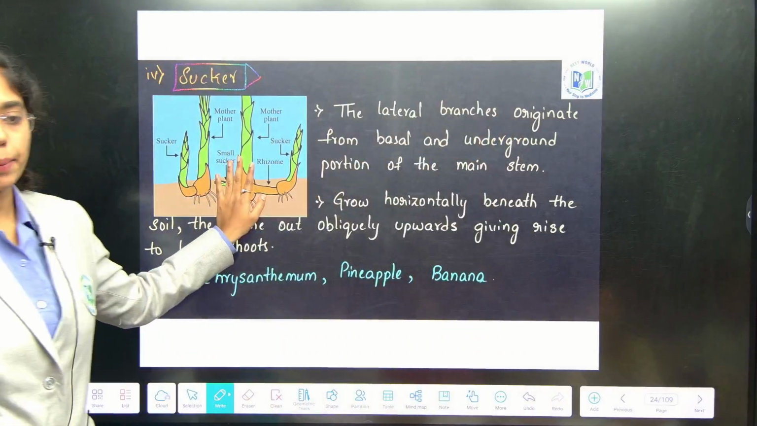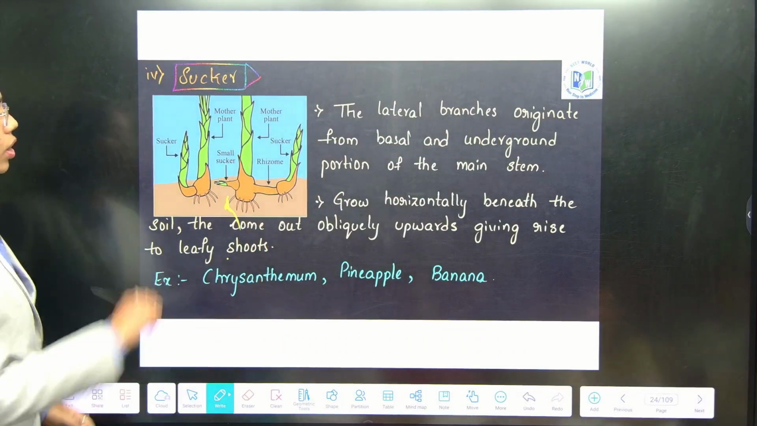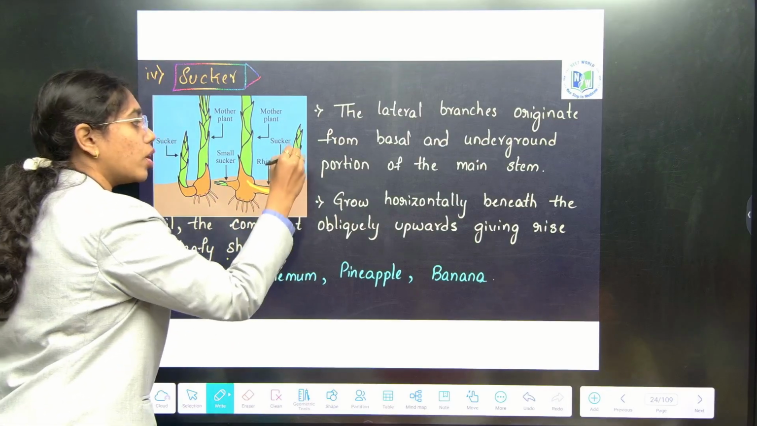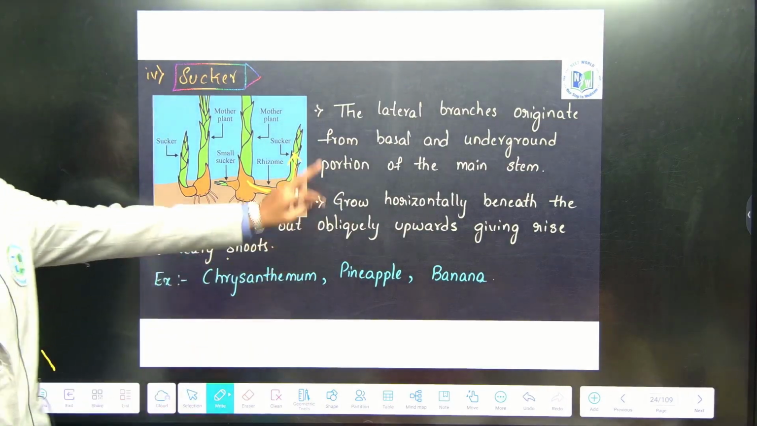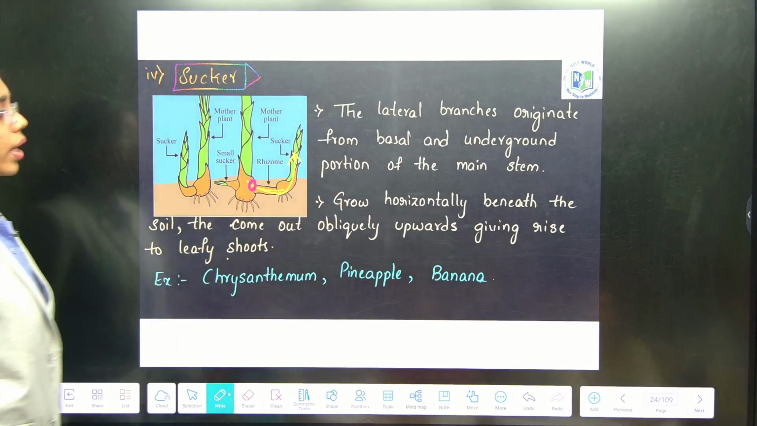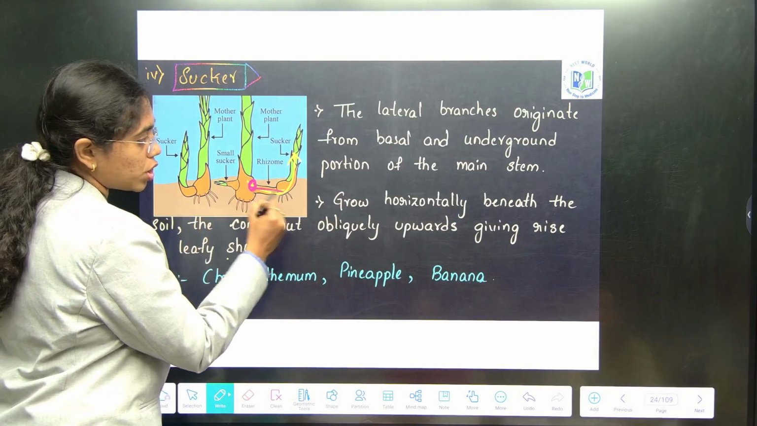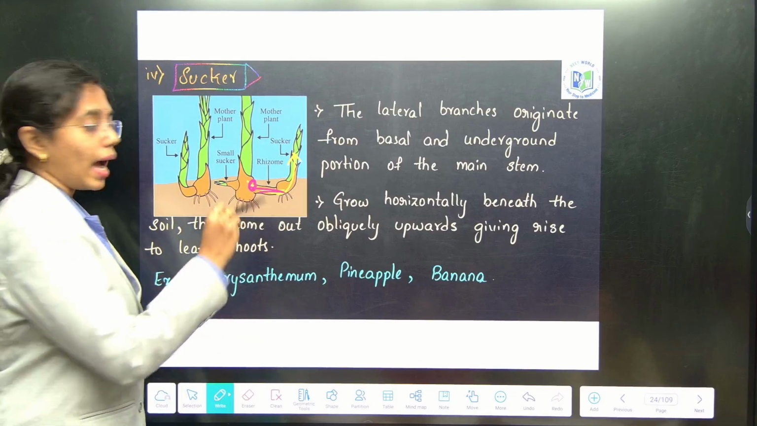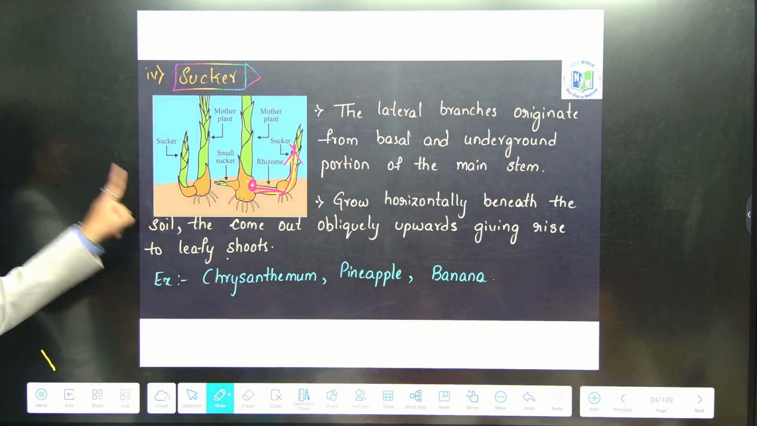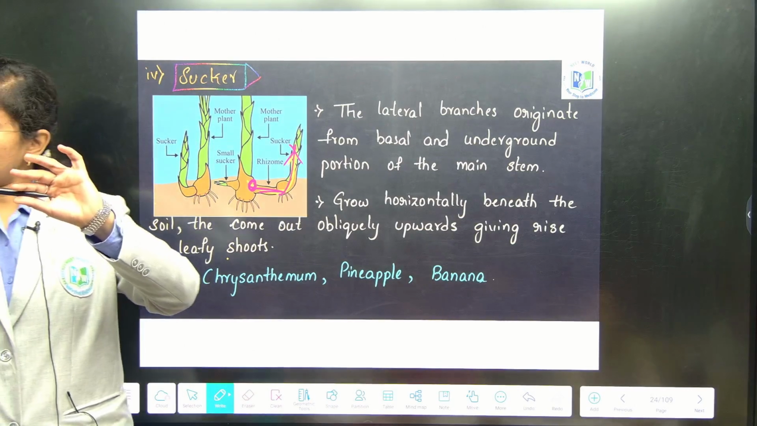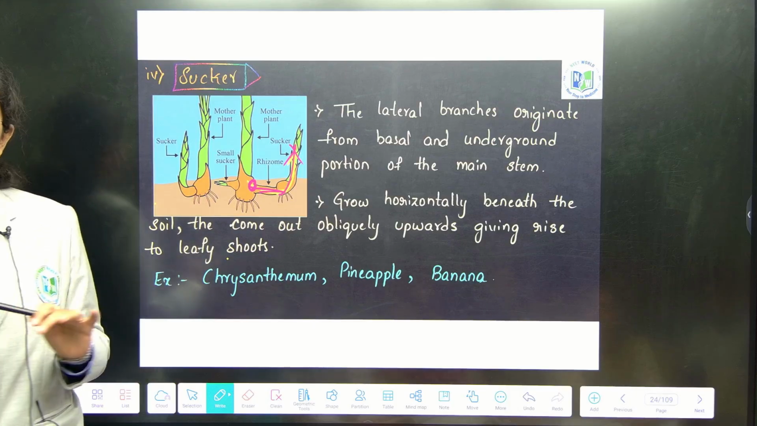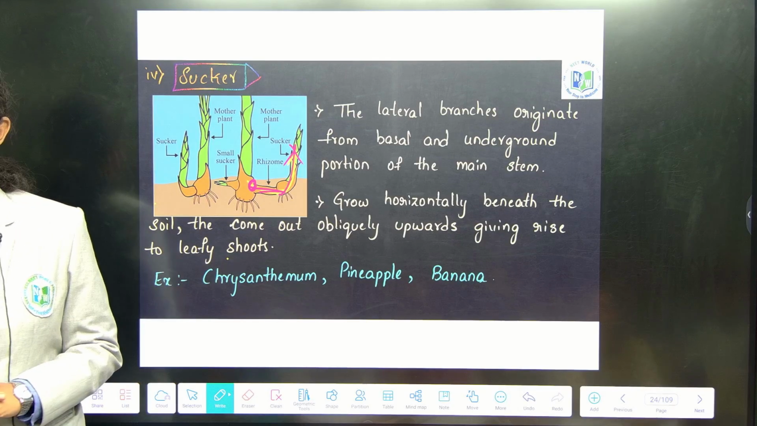Last is sucker, a subaerial modification. Here, as I told you, the lateral branch grows underground and then grows obliquely upwards. The lateral branch originates from the base and underground portion of the main axis. It grows horizontally beneath the soil and then obliquely upwards. This is not the case with stolon. It grows horizontally on the soil, touches the soil and then moves off. At that nodal region what grows? Adventitious roots.